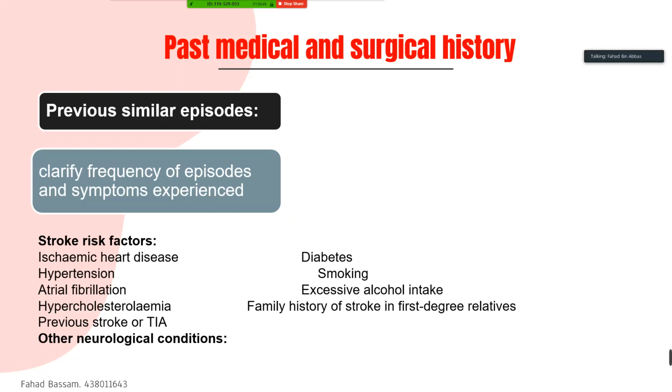You can ask him about past medical history and surgical history, and previous similar episodes, and that's really important actually. If it's the first time or if it happened before, we can clarify the frequency of episodes, how many times it happened, and what the symptoms were. Of course, just like our friend said, it could be related to so many chronic diseases, like diabetes, hypertension, and so on.